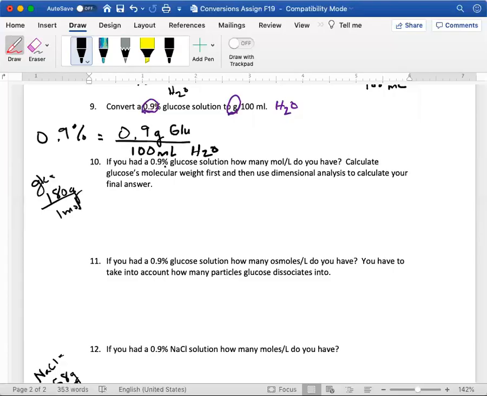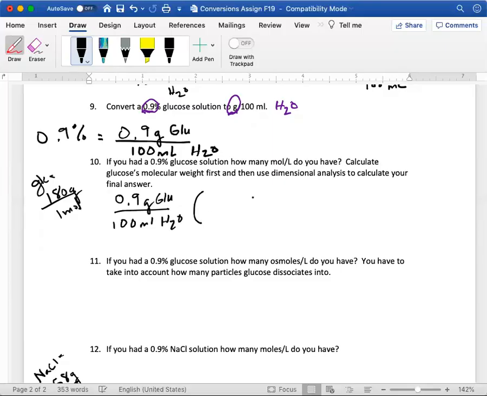So if you had a 0.9% glucose solution, how many moles per liter would you have? Okay, so you have the molecular weight, you know how to start. So 0.9% glucose, what are we gonna start with? 0.9 grams of glucose. How many mils of water? Good, 100 mils of water.